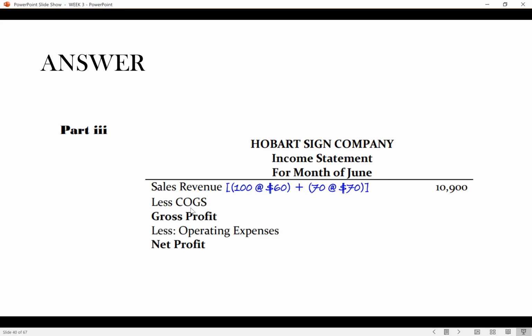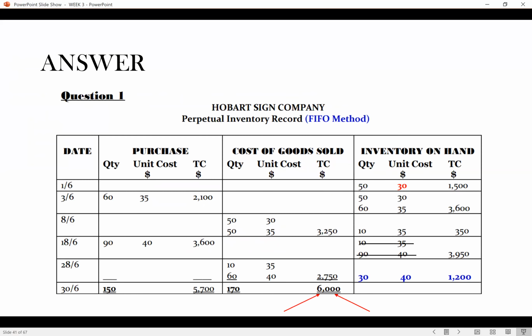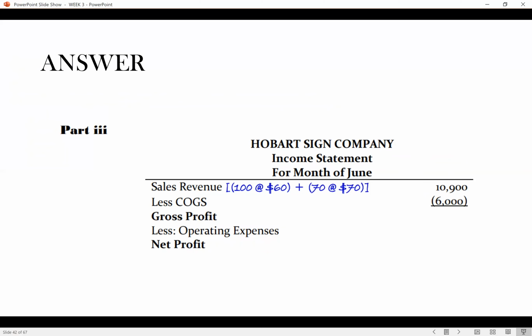We need to subtract it. Where are we getting that figure from? That figure is coming from the perpetual inventory record system. And this is why we total it. So this total of 6,000, this is the total cost of goods sold that it costs you to make this revenue of 10,900. So we're subtracting this 6,000 because it's our cost of goods sold from our revenue to get a gross profit of 4,900.